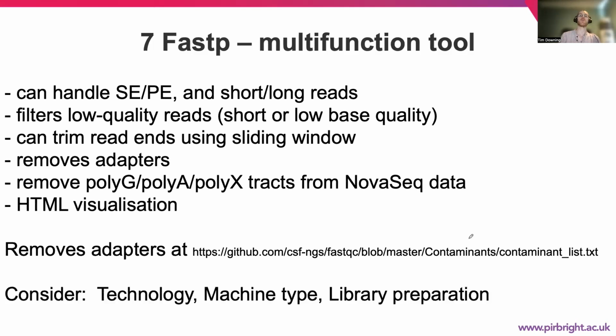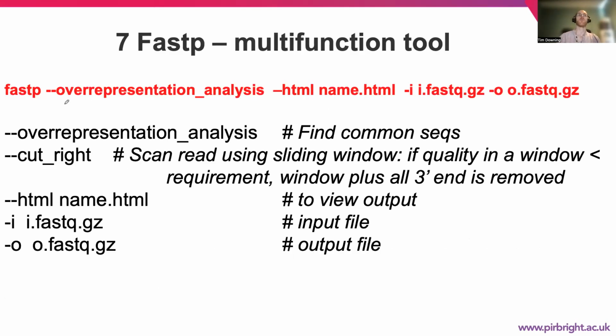So to run that, what we can do is add in the overrepresentation analysis toggle. We can set it to HTML. We have our input file and our output file. So for each sample, forward and reverse, we'll need to do each forward and reverse file individually. So that means you'll do it 10 times in effect.